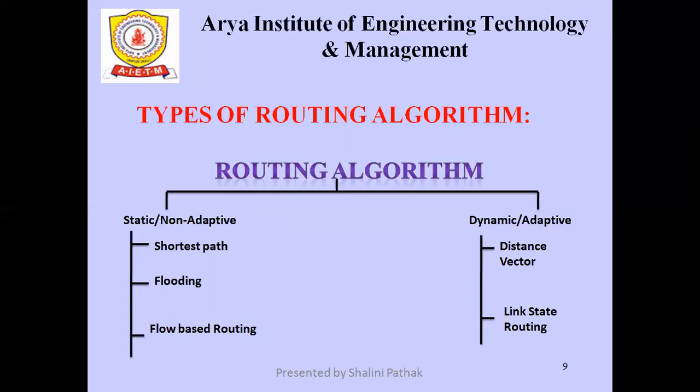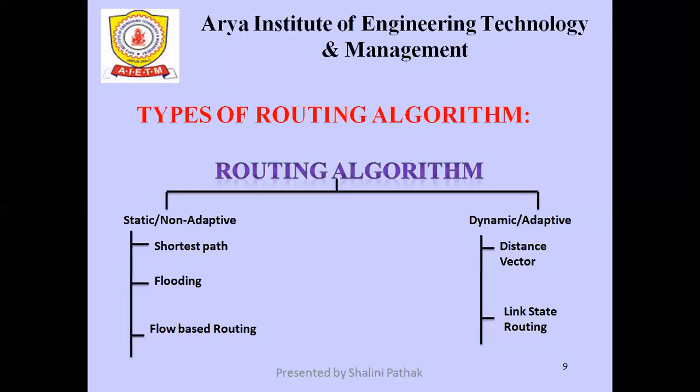Now, static can be further divided into 3 parts. That is shortest path, second is flooding, and third is flow-based. Shortest path means you have to select a path that is the shortest in comparison to other paths. Second, flooding means all the information is distributed to other routers. Next one is flow-based. The routing should be flow-based, where the costing is decided on the basis of the flow.